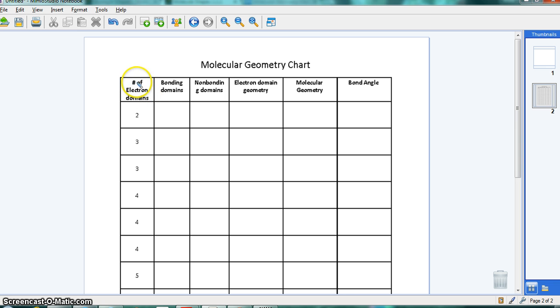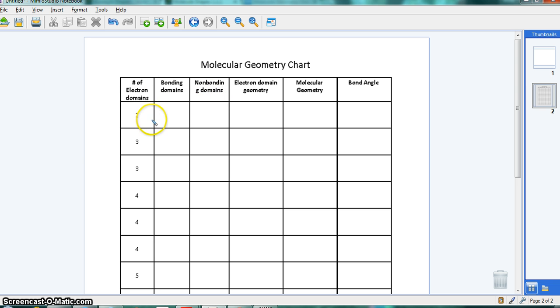So of our number of electron domains, we're going to look at how many are bonding domains, meaning how many are shared in a single, double, or triple bond. And then we're also going to look at the non-bonding domains, which would be the lone pairs that are not shared between the atoms. Okay?